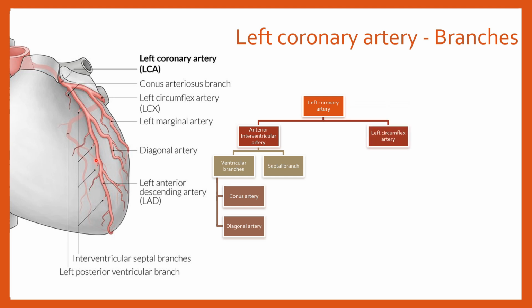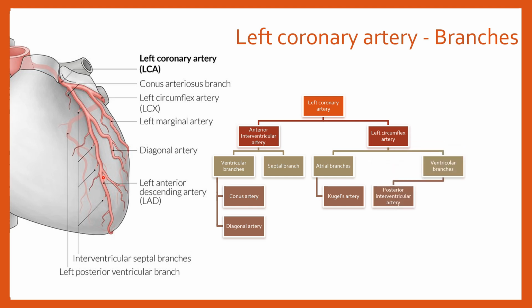The next branch is the left circumflex artery. The left circumflex artery gives atrial branches. Among the atrial branches, one important anastomotic branch is the Kugel's artery, which anastomoses with a similar branch from the right coronary.